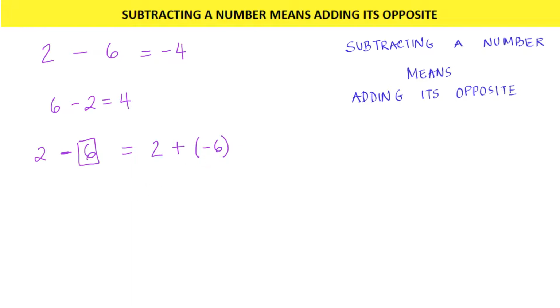You'll remember we can represent 2 plus negative 6 like this. This is 2 and this is negative 6. And a number and its opposite, when they are added, they equal 0. So these two cancel each other out, these two cancel each other out, and we are left with negative 4.